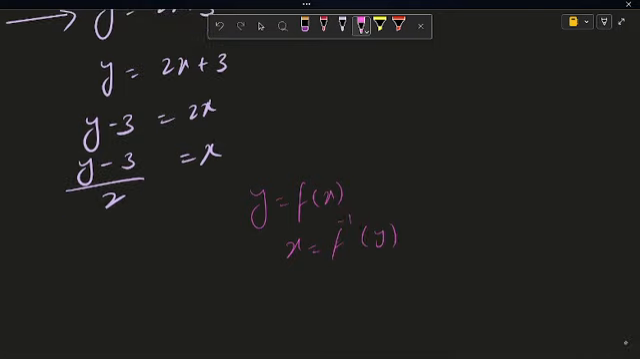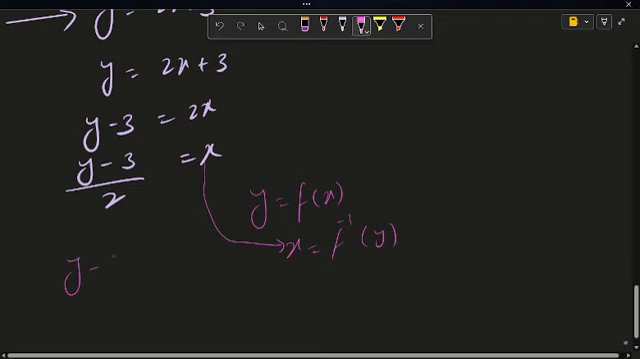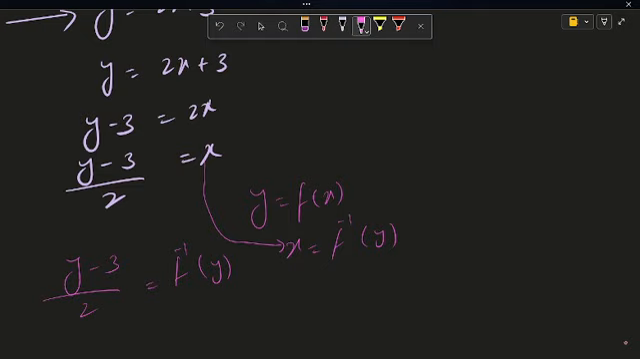Right? So at this place of x, can I plug back the value f inverse of y? Definitely I can do. So when I plug back x equals f inverse of y, that gives me (y minus 3) over 2 equals f inverse of y. And f inverse of y is what? F inverse of y is actually this x.